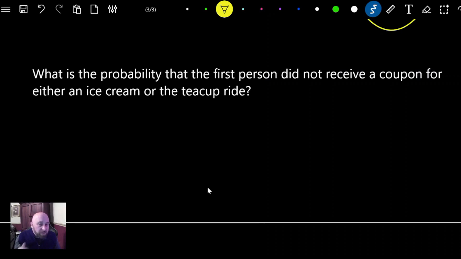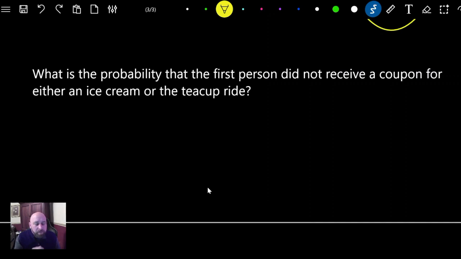cream or teacup? Okay, so this word right here might be a little distracting to you because you might see the word or and you might think, oh, I need to add because of the word or. Well, let's think this out. Let's think this through and let's kind of figure out what we need to do here.